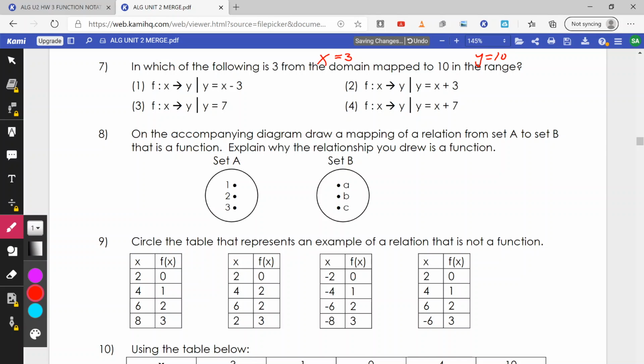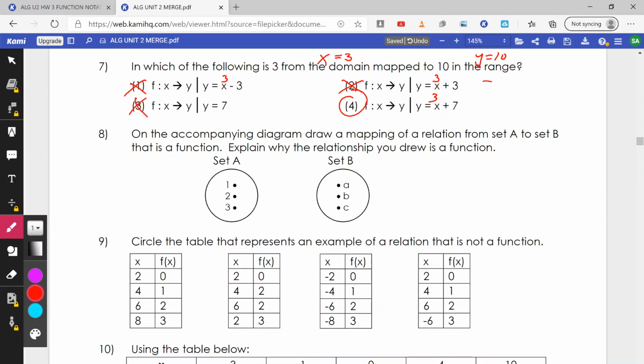So if I plug in 3 for x, 3 minus 3 gives me nothing. That's not 10, so it can't be 1. Number 3, we are told y equals 7. Well, we want y to be 10, not 7, so it can't be 3 either. Our second answer over here on the right, x plus 3, again, we plug in 3. 3 plus 3 gives me 6. Again, we need it to be 10. And number 4, 3 plus 7 gives me 10. Therefore, it is number 4.